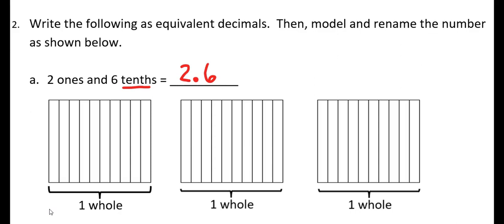Now we need to shade in 2 and 6/10. So I need to start by shading in 2 whole pieces and then 6/10 in the last piece. And this is what 2 and 6/10 looks like. I have 1 whole, 2 wholes, and then 6 pieces shaded out of the 10 to show me the 6/10.